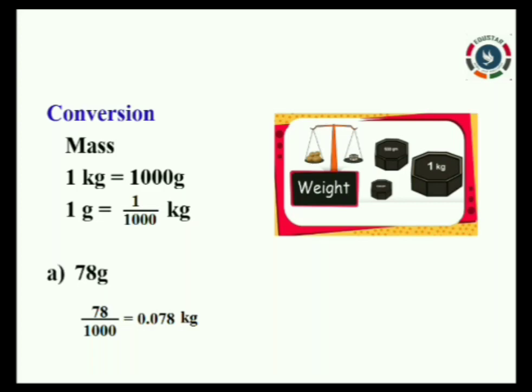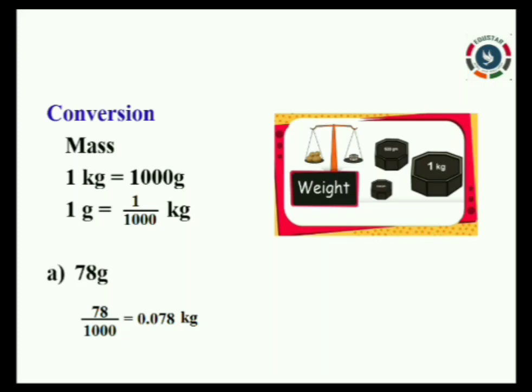Now let's see how we use decimals in conversion of units. First one is mass. We will use decimals while weighing objects. Weight is one domain where we use decimals frequently. First you should know the relationship between kilogram and gram. 1 kilogram equals 1000 gram. Then 1 gram equals 1 by 1000 kilogram, which is equal to 0.001 kilogram. Let's see one example, 78 grams.